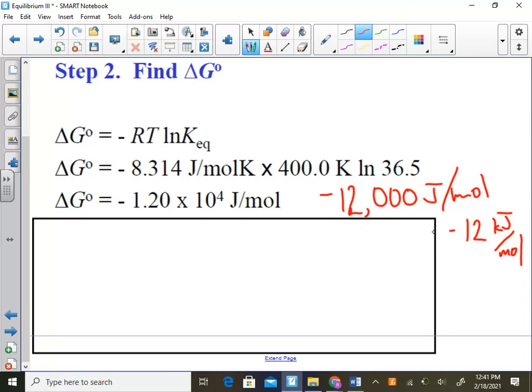And actually, 12.0, I don't know that we could show sig figs with this number written like this. So we would have to write it in scientific notation or kilojoule notation.